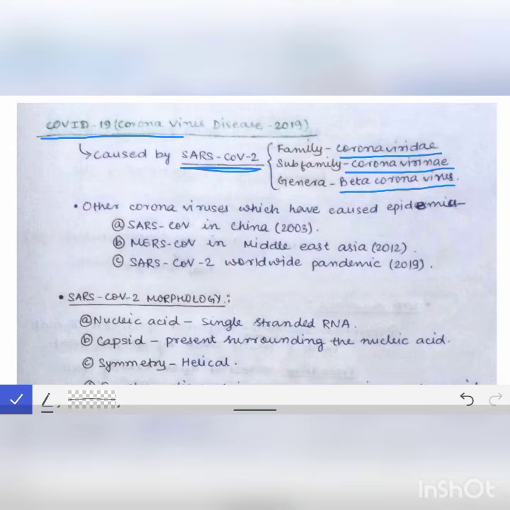So this SARS-CoV-2 is not the only coronavirus that has affected mankind. Before this, there have been multiple such epidemics by coronaviruses. SARS-CoV, severe acute respiratory syndrome coronavirus, caused an epidemic in China in 2003. MERS-CoV, the Middle East respiratory syndrome, affected the Middle East in 2012. And SARS-CoV-2, which is still ongoing, has caused the worldwide pandemic from 2019.